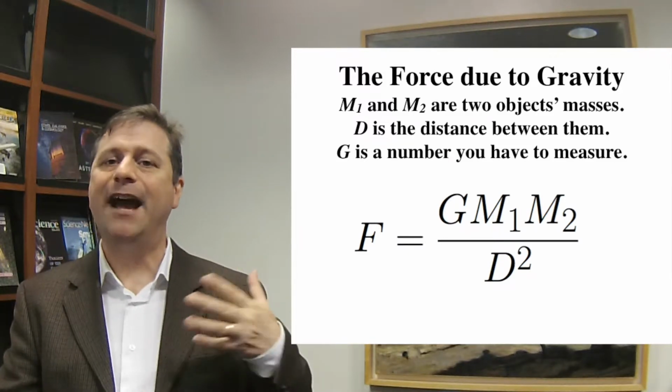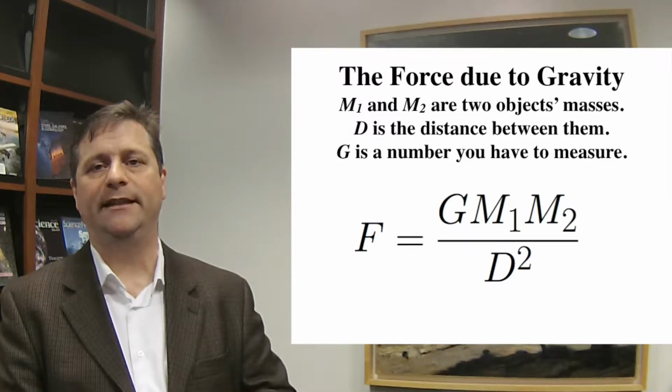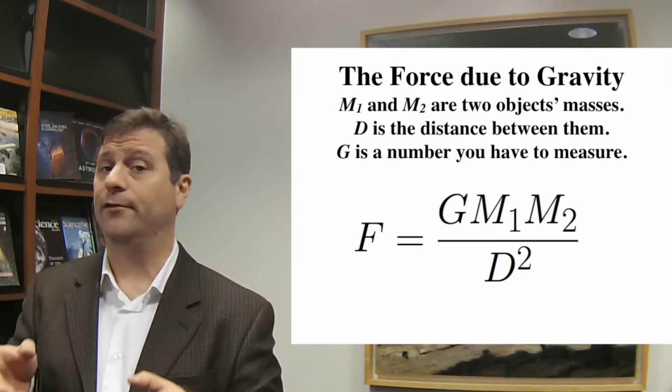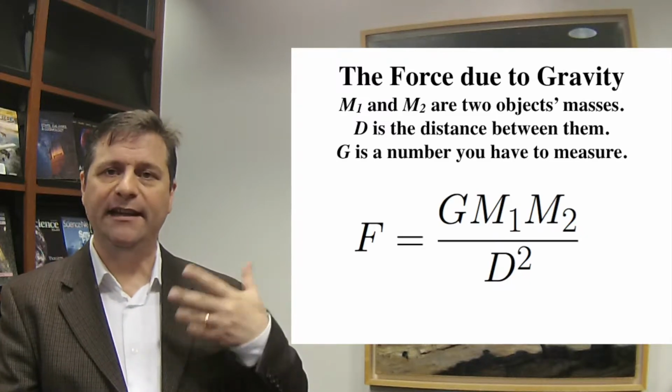So it is now this constant of proportionality, big G, not little g. Little g is the acceleration due to gravity at the Earth's surface, but big G is the measure of how strong the acceleration due to gravity is on a given mass.